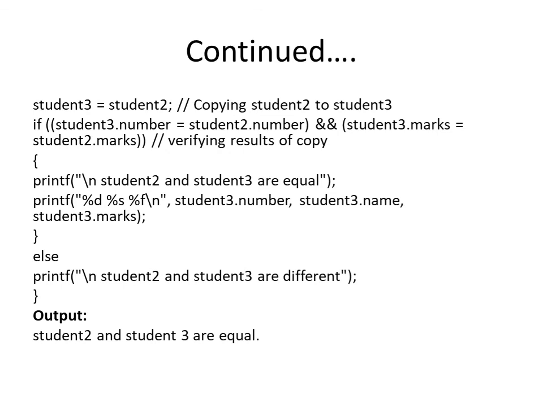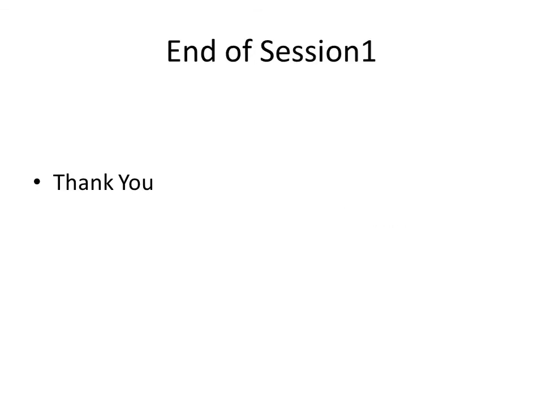I am printing all the results here. If it is true, it will print student 2 and student 3 are equal. printf %d, %s and %f, these are the control strings. If it is false, it will move to the else part and print student 2 and student 3 are different. Here in this case both are equal, so the output is student 2 and student 3 are equal. Thank you. Now I am ending session 1. Next I will take session 2.